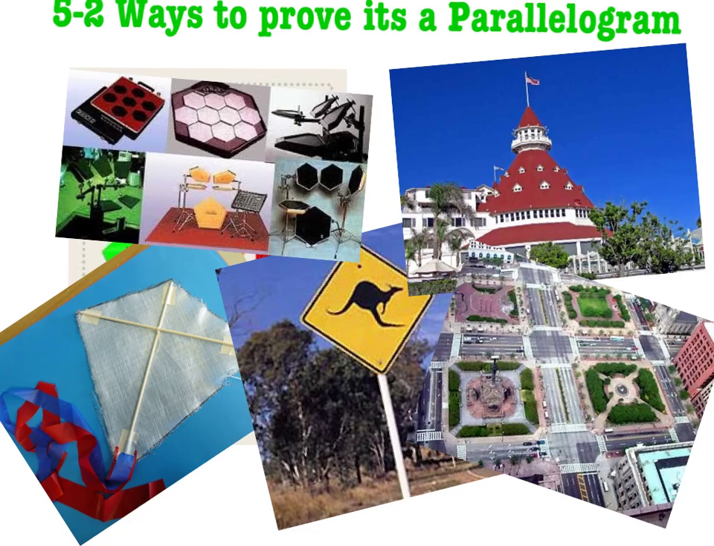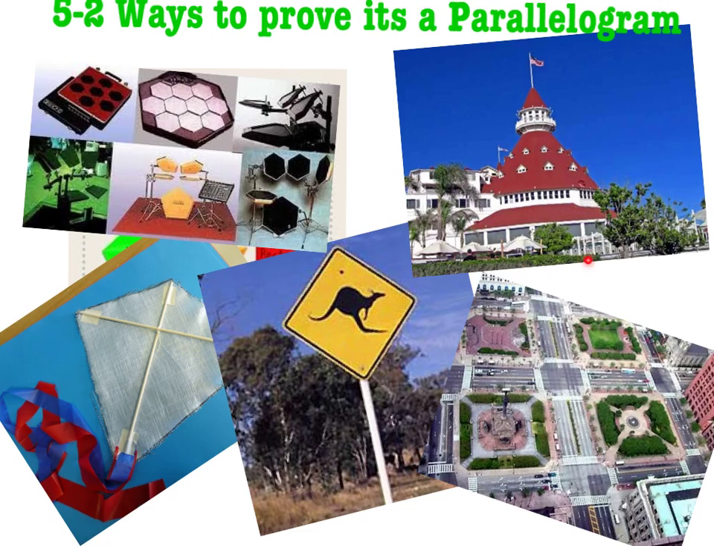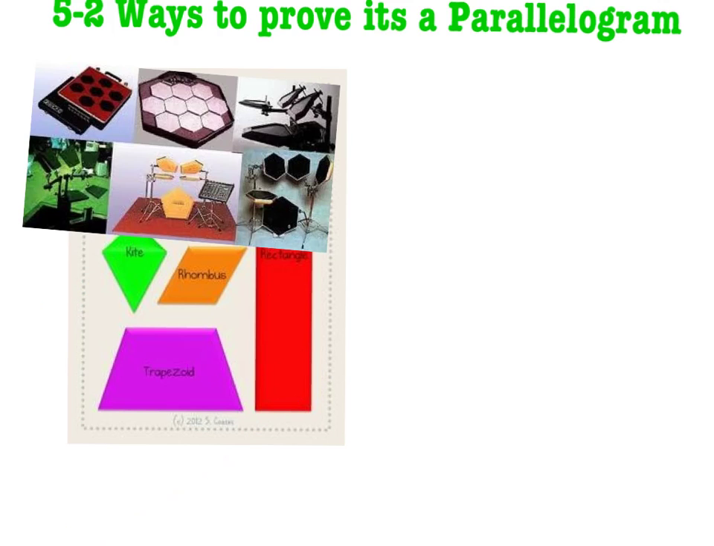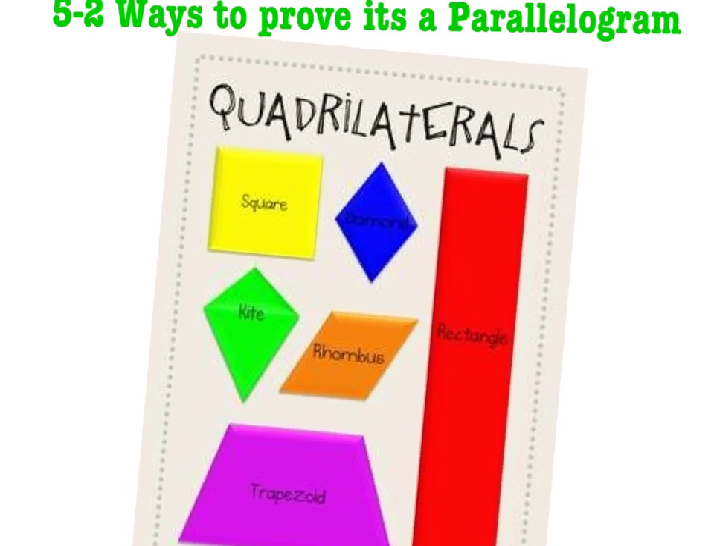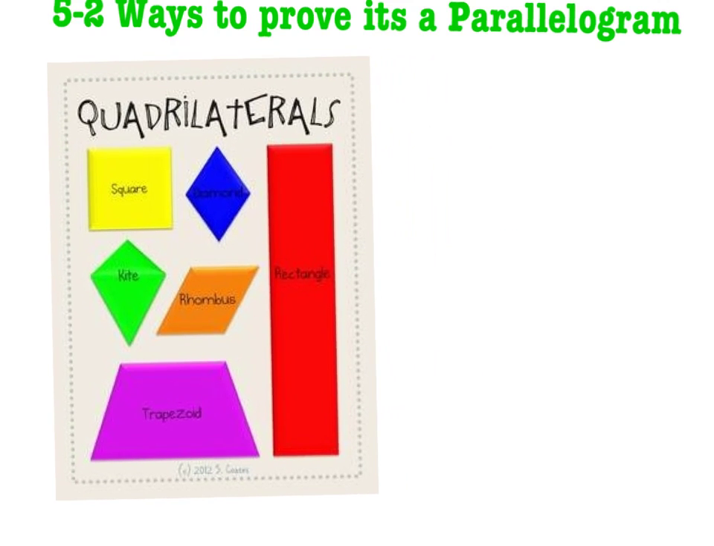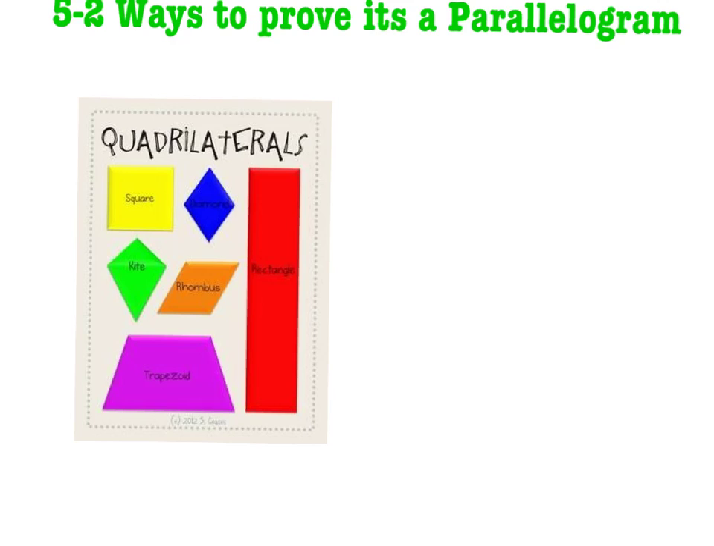Where can you find quadrilaterals? Well, just about all over the place, even here in San Diego in the Hotel del Coronado. And quadrilaterals come in lots of different forms, just like you know from your project. They look like this. They could be squares, kites, rhombuses, trapezoids, rectangles. They're all there. But today we're going to be focusing on ways to prove that it's a parallelogram.